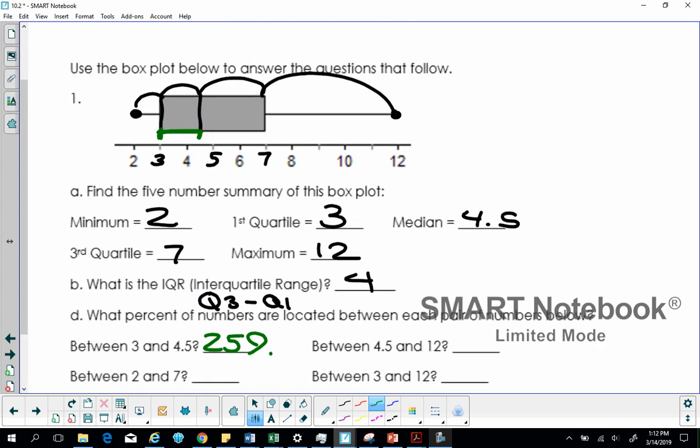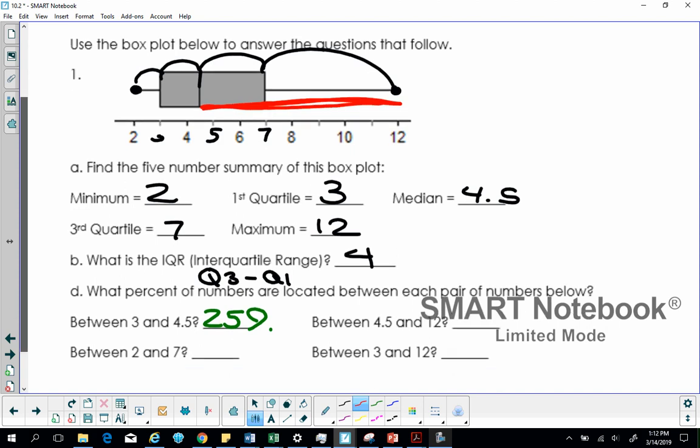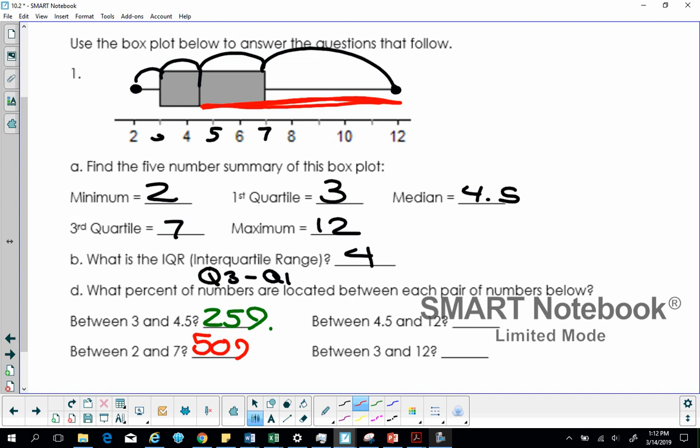So here, I'll use red. Here to 12, these two. Just the red, not including the green. So it's 25 plus another 25, which is 50%, because it's two of them.